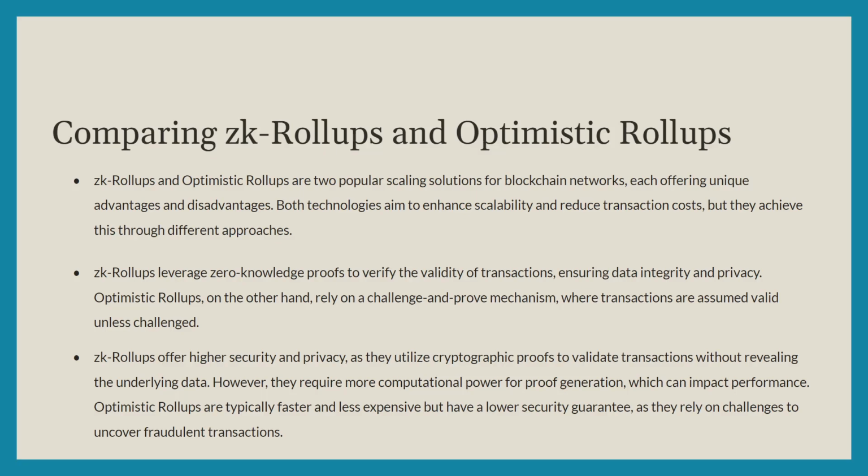ZK rollups leverage zero knowledge proofs to verify the validity of transactions, ensuring data integrity and privacy. Optimistic rollups, on the other hand, rely on a challenge and proof mechanism where transactions are assumed valid unless challenged.